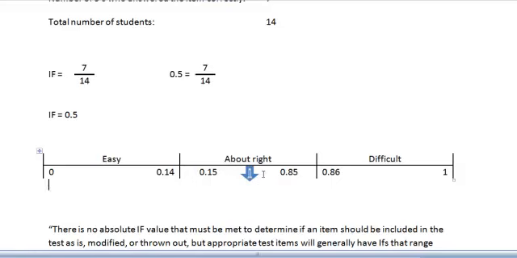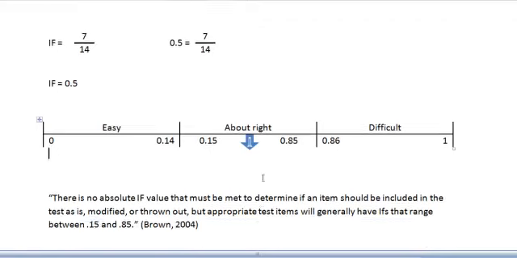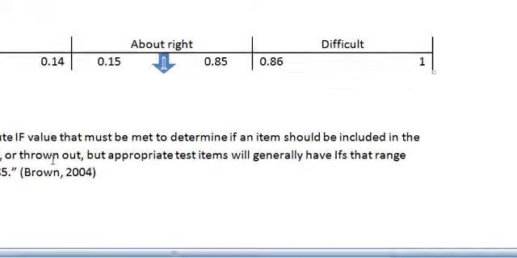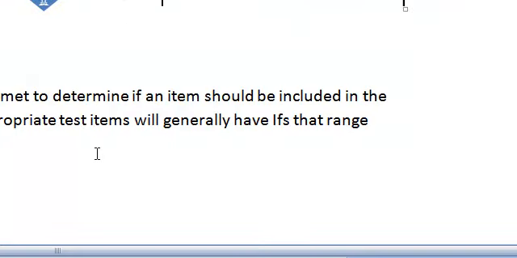Okay? And then it will be my decision to continue using it, modify it, or throw it away, as it says here. There is no absolute IF value that must be met to determine if an item should be included in the test as is, modified, or thrown out. But appropriate test items will generally have IFs that range between 0.15 and 0.85. But again, it is your decision to keep, modify, or throw out an item.